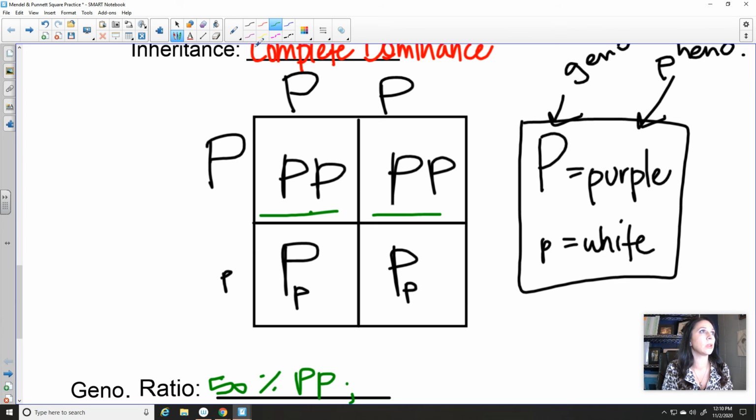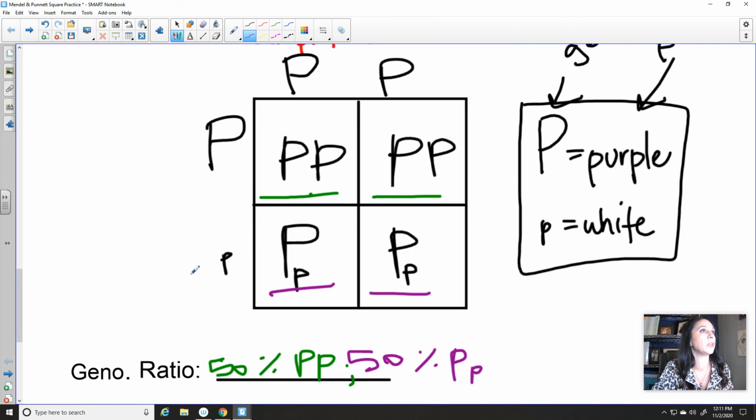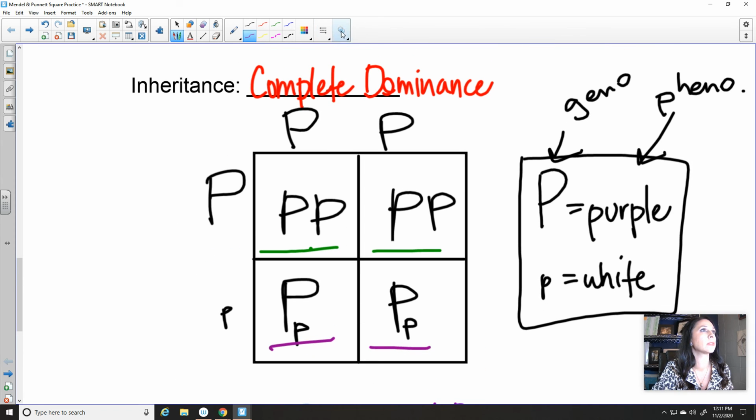Okay, next let's do heterozygous. So that's big P, little p. 1, 2, okay, or 50%. So it's going to be 50% big P, little p. All right, now it might be slightly different for the phenotypic ratio. So let me erase these lines so that we can do our phenotypic ratio.